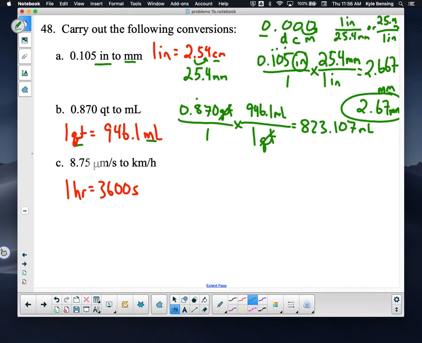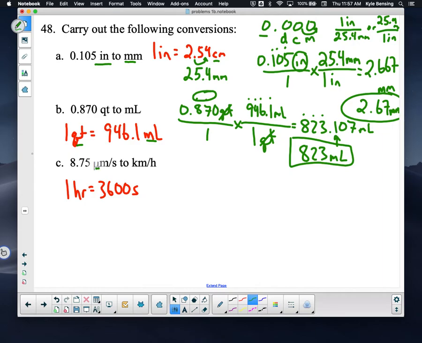I have 3 significant figures there and 4 there, so I go with 3. 3 significant figures means 1, 2, 3, and if the next digit is 5 or higher, I round up, but it's not. So 823 milliliters is my answer. Good. Nice and easy. This one is a little bit more complicated.